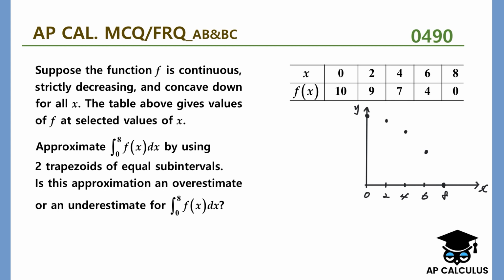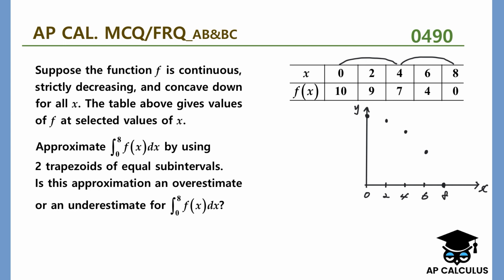Question 490. Approximate this definite integral by using two trapezoids of equal subintervals. Is this approximation an overestimate or an underestimate for this definite integral? This time, we're going to approximate this definite integral by using trapezoid rules. It says two trapezoids of equal subintervals, right? So each subinterval must be from x equals 0 to 4 and 4 to 8, right?